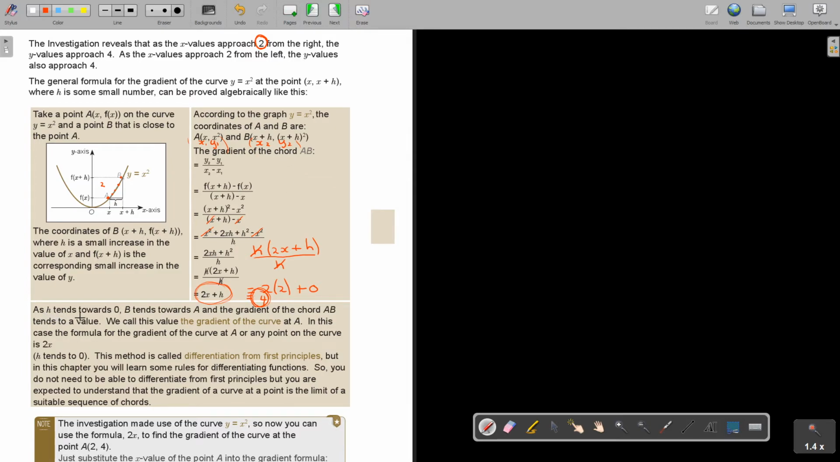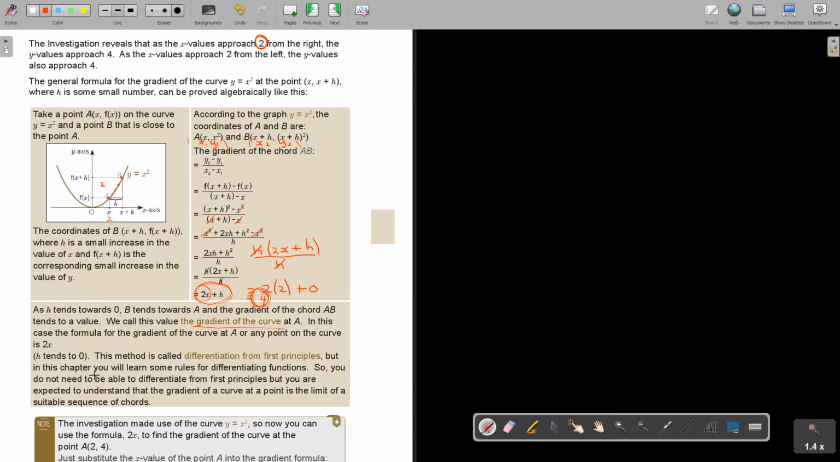So as h tends towards 0, because we want to make that space 0, B tends towards A, and the gradient of the chord AB tends to a value. We call this value the gradient of the curve at A. So what is the gradient of the curve at A? It's 4, in this case, if I was making that point A to the x value 2. So in this case, the formula for the gradient of the curve at A or any point on the curve is 2x. It's coming from there because h becomes 0. h tends to 0. This method is called differentiation from first principles.